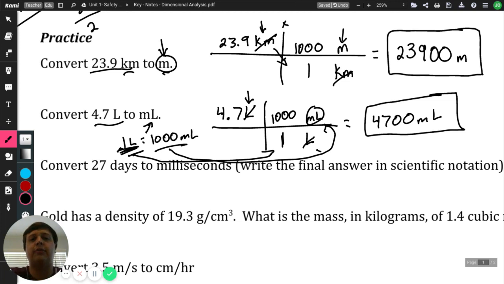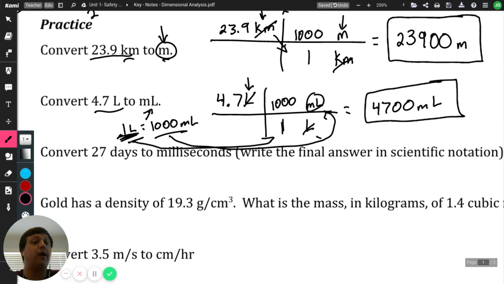Now, let's try one that's a little more difficult, because right now, so far, we've only had one step, right? Well, you're not always going to have one step. Sometimes you're going to have to make multiple conversions along the way. So how do I do this? It says convert 27 days into milliseconds. And they do want you to write your answer in scientific notation.